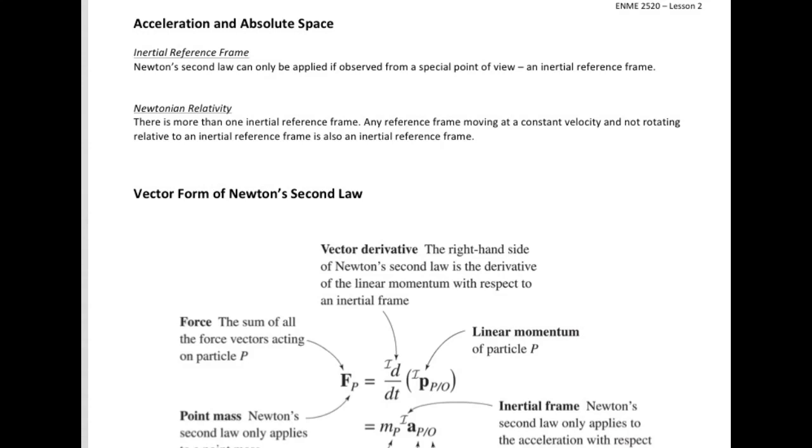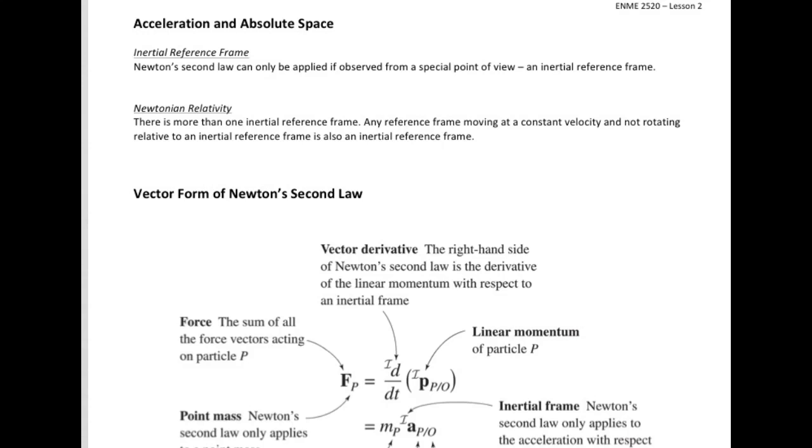And this is that there's no such thing as just a single reference frame. There are multiple reference frames, inertial reference frames. And so an inertial reference frame is any reference frame moving at a constant velocity and not rotating relative to another inertial reference frame. Okay, that is also an inertial reference frame. And so just think about that for a moment.